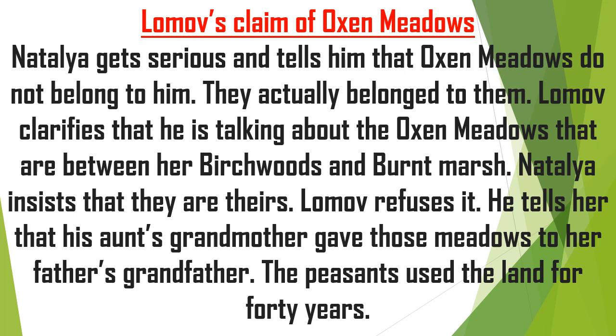So here we have read that Lomov and Natalia both quarrel over a piece of land, the oxen meadows. Lomov starts talking about how their families had good relations over many decades, and also that his oxen meadows touch their birchwood. So Natalia opposes Lomov's claim of calling the oxen meadows his, as the meadows belong to her family. So they both quarrel over the ownership of the oxen meadows. Lomov goes out after listening to the insults of her family.